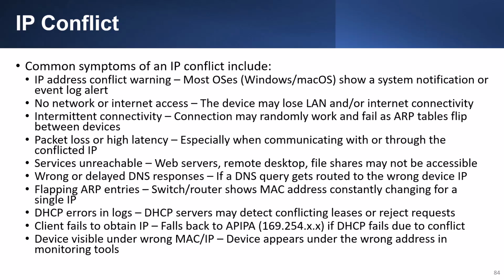DHCP errors and logs, where the DHCP server may detect conflicting leases or reject requests. Client fails to obtain IP, where it falls back to APIPA addresses if DHCP fails due to conflict. And devices visibly under wrong MAC or IP, where the device appears under the wrong address in monitoring tools.